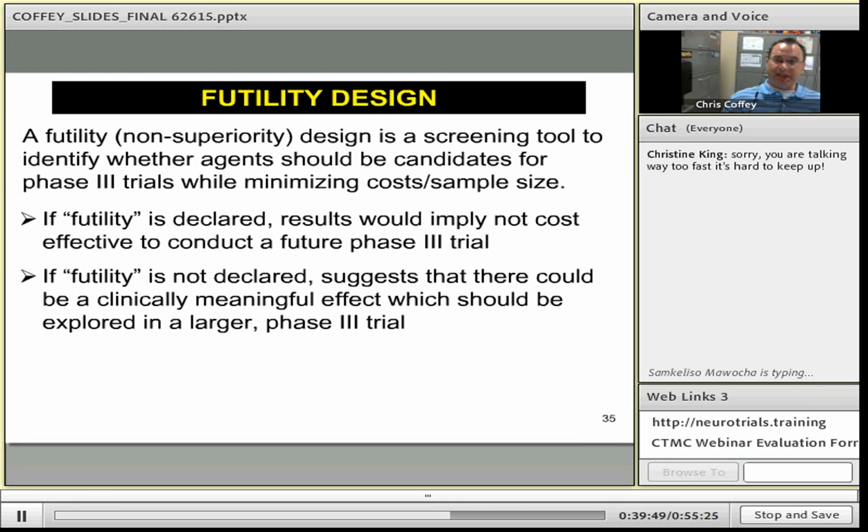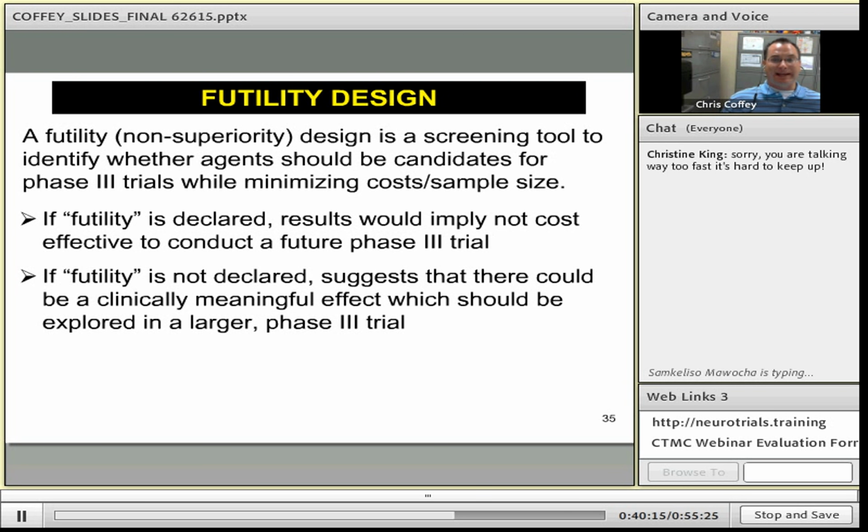So rejecting the null hypothesis would be declaring futility. And declaring futility means the results imply it's not cost-effective to move into a phase 3 study, because I've ruled out what I deem to be the clinically meaningful effect that I would use to power that phase 3 study. If I don't reject the null hypothesis, it means I haven't declared futility. I haven't proven efficacy, though, because remember, failing to reject the null hypothesis does not prove the null hypothesis.